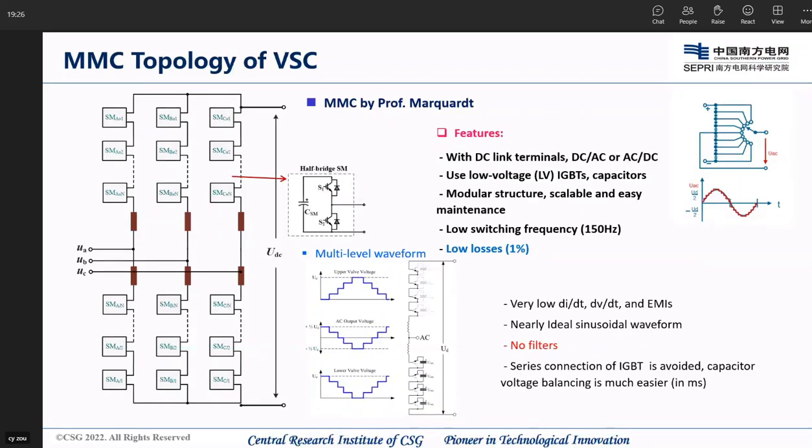The harmonic is greatly decreased. No filter is required. The switching frequency is decreased, so the power loss is also greatly decreased. So the MMC topology dominates the VSC technology nowadays. All ongoing VSC projects are based on MMC topology.